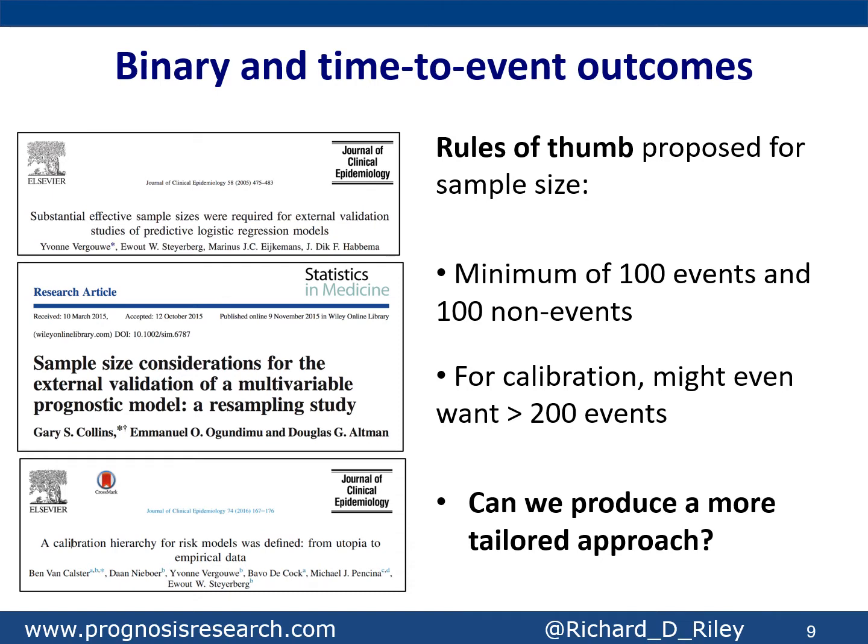There have been a number of papers suggesting rules of thumb for the sample size needed for external validation, mainly focusing on binary and time to event outcomes. These generally suggest that we need about 100 events and 100 non-events at a minimum. And for examining calibration curves, we might even want greater than 200 events. So these are rules of thumb, but can we do something a bit more scientific, so that in a particular application for a particular model in a particular population, we can identify the sample size we're going to need more accurately than just saying we need 100 events and non-events? So let's have a look at that.